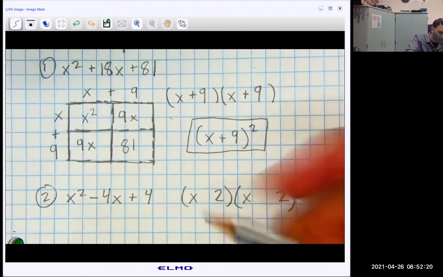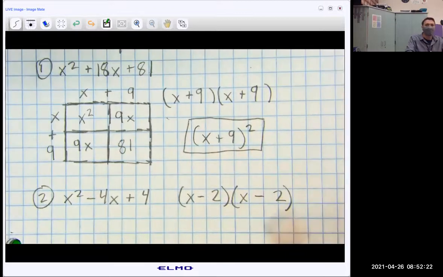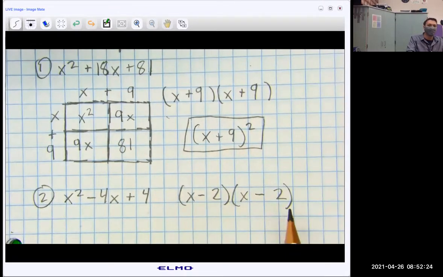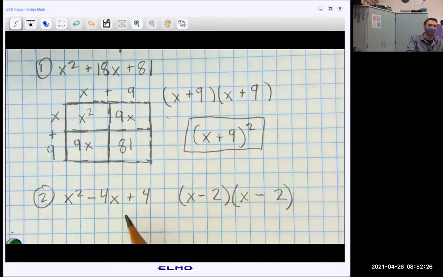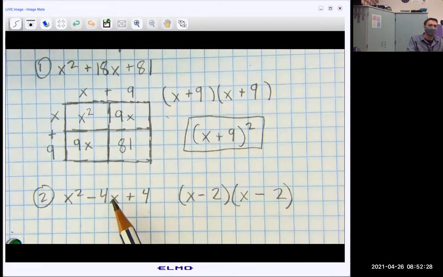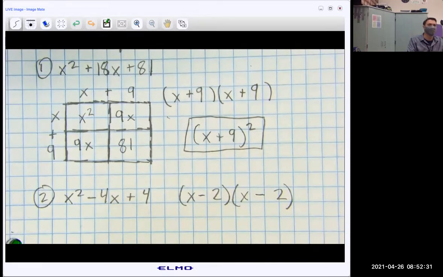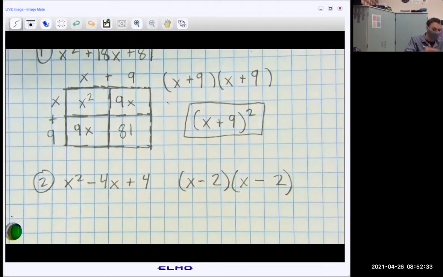Oh, if this was minus, wouldn't that work? They multiply to make +4, but add to make -4. Hey, that works. But don't forget that last step.